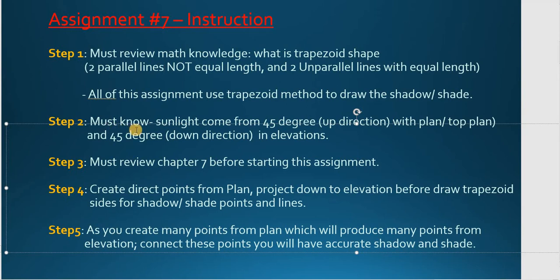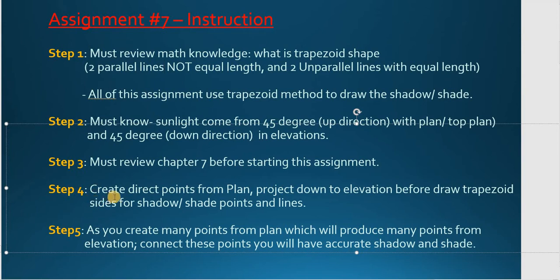Step 2, you must know the sunlight comes from a 45 degree up direction on the plane, or the top plane, and after that a 45 degree down direction in the elevation. You can see it on the picture later, but just know this one first. Step 3, you must review chapter 7 like I told you before you start the assignment, so you know some of the ways or techniques to draw the shadow besides this assignment.